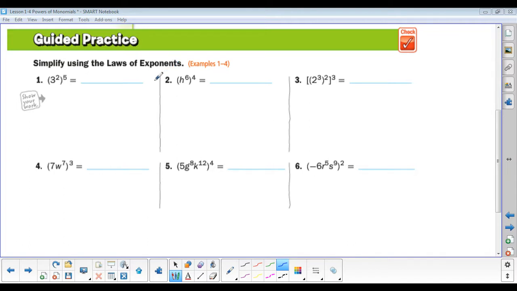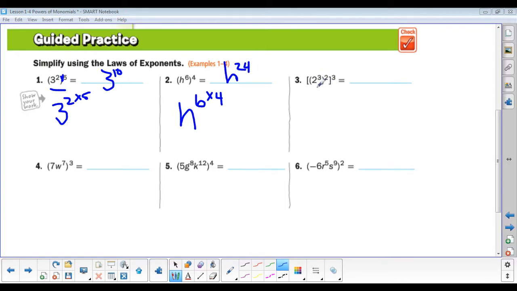That's too much work. So here, notice we have a power raised to a power. We're just going to multiply the exponents. 3 to the 2 times 5 gives me 3 to the 10th power. In number 2, it works the same way with variables as it does with numbers. So it's going to be h to the 6 times 4. 6 times 4 is 24.